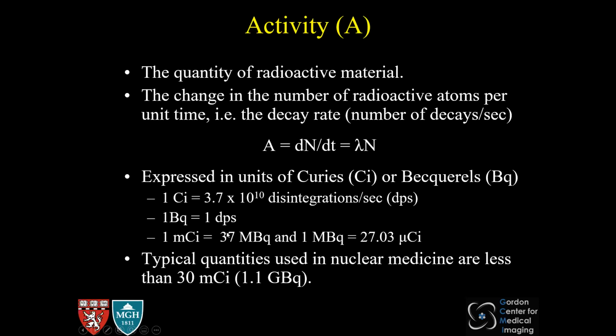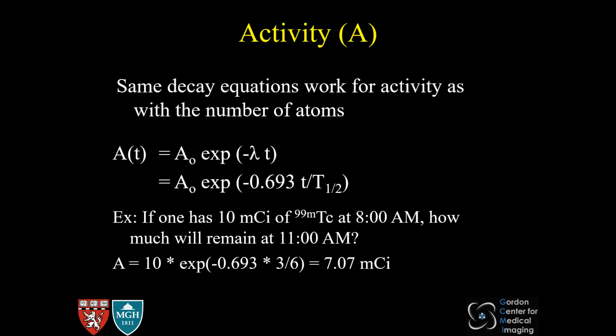It's easier to remember that, with nice round numbers, 1 megabecquerel equals 27.03 microcuries. Okay, so typical quantities used in nuclear medicine are less than 30 millicuries. 30 millicuries is on the really high end. A standard FDG dose in the clinic now is closer to 10 millicuries. All right, so the same decay equations work for activity as for the total number of atoms. We can use the half-life just the same. So if we have 10 millicuries of Tech-99 at 8 a.m., we'll end up having 7.07 millicuries.